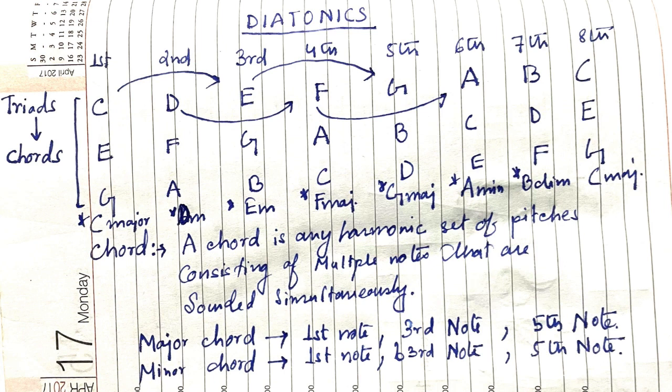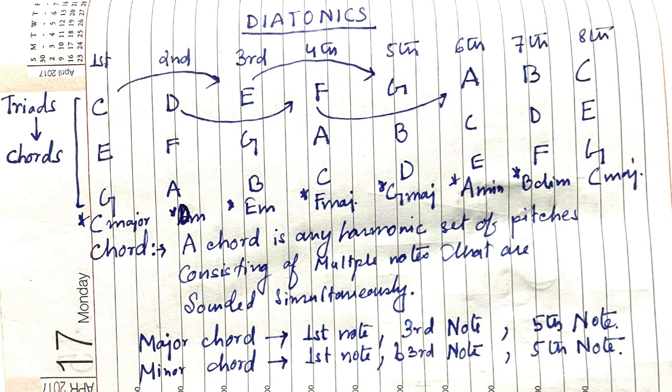A major chord is this: if you take a major scale and select the first, the third, and the fifth notes, played simultaneously, this becomes a major chord. Now, if you take the same major chord and flatten the third, and you play the first, the flattened third, and the fifth note, the chord becomes a minor chord.